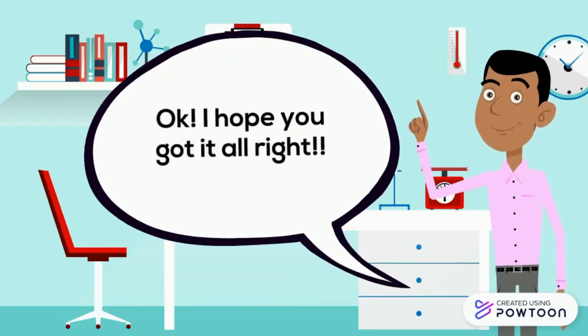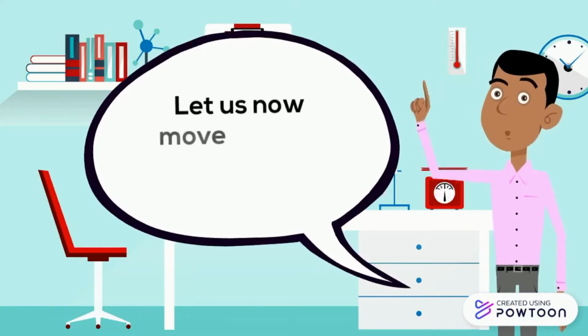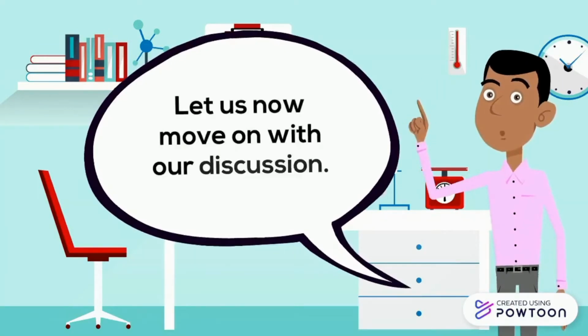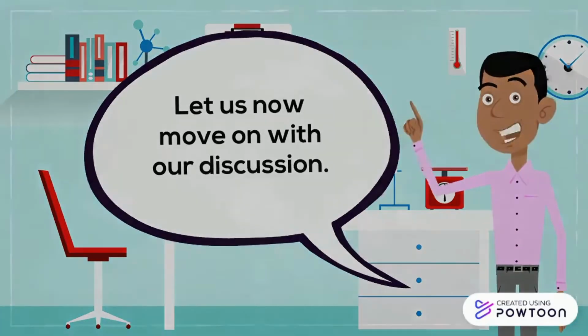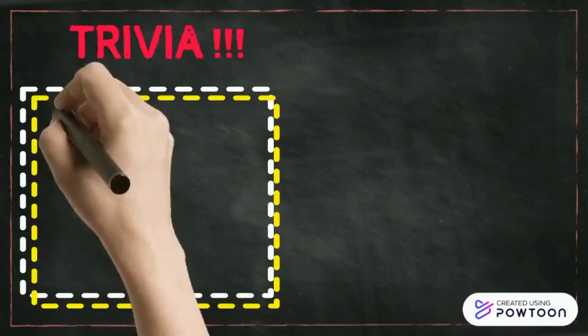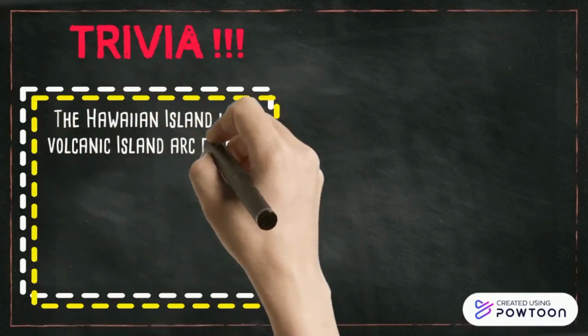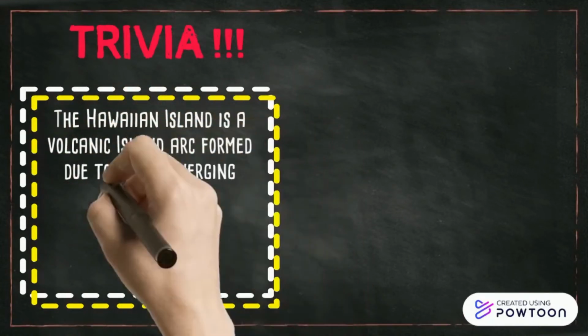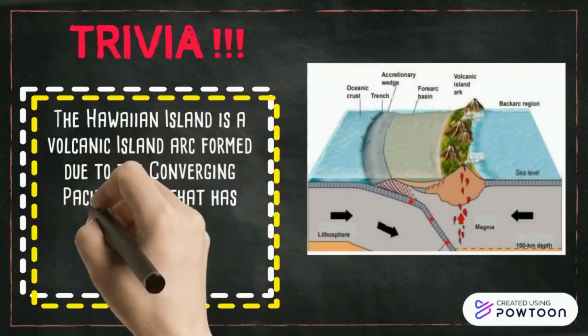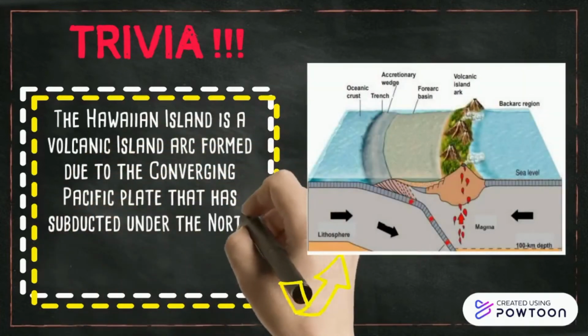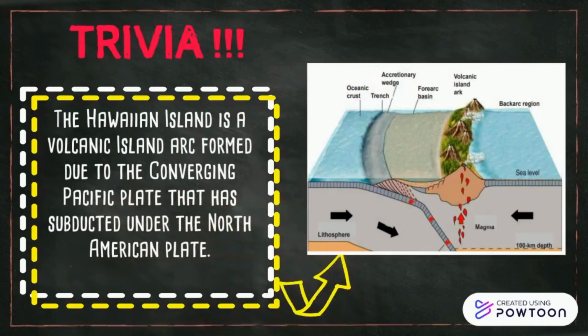Okay, I hope you got it all right. Let us now move on with our discussion. Trivia. The Hawaiian island is a volcanic island arc formed due to the converging Pacific plate that has subducted under the North American plate.